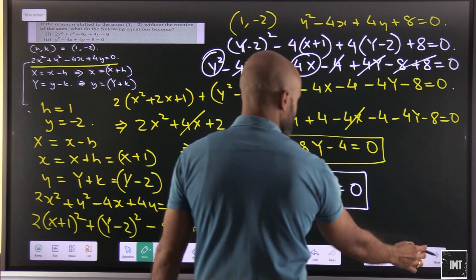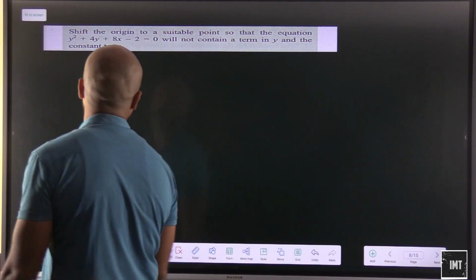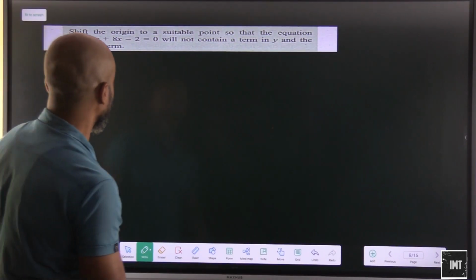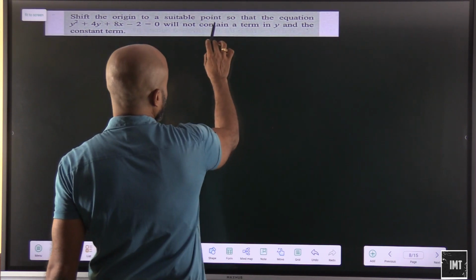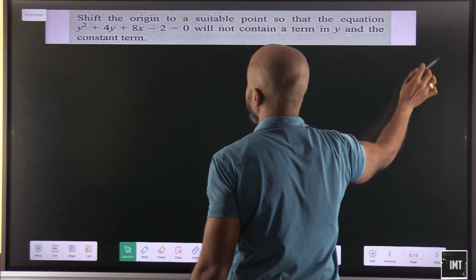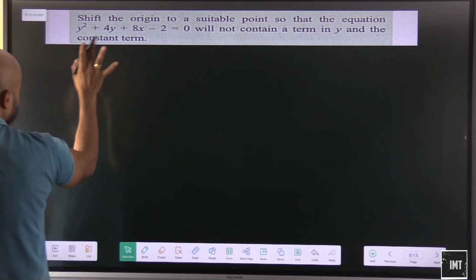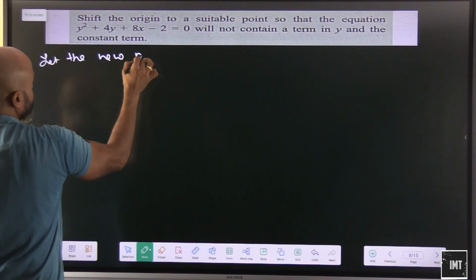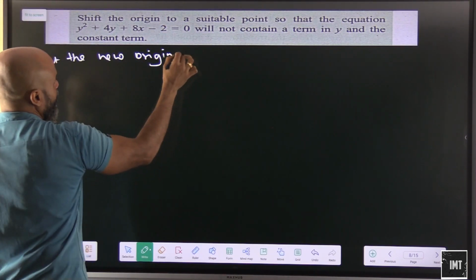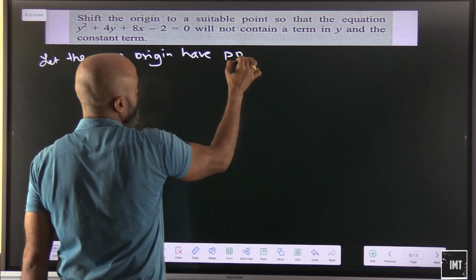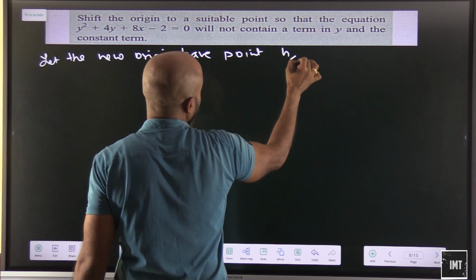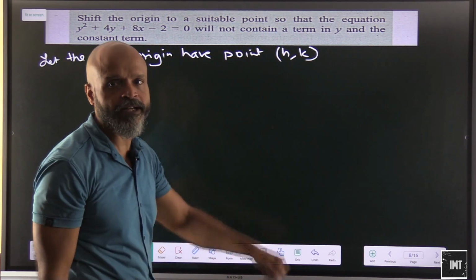Okay, let's move on to the other problem here. Shift the origin to a suitable point so that the equation will not contain a term in y and the constant term. So the constant term is going to vanish here. Let the new origin have points h and k.